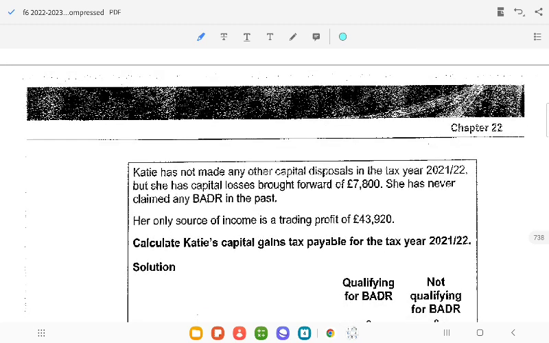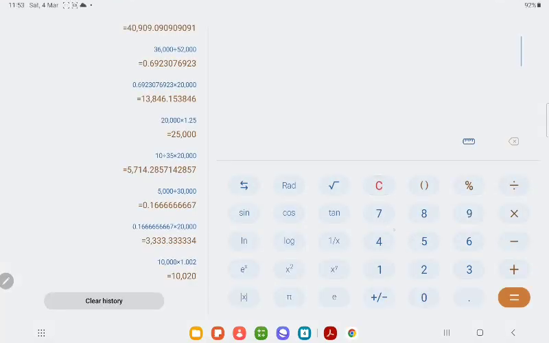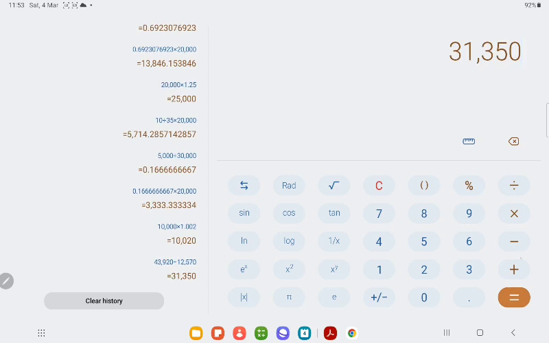Her only source of income is a trading profit. They have given us the trading profit. To convert it into taxable income, we have to deduct the 12,570 personal allowance. After deducting this personal allowance, the taxable income lies in the basic rate band, and this would be 43,920 minus 12,570. Her income is 31,350.